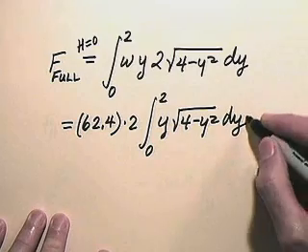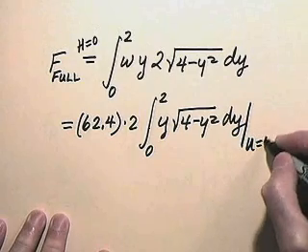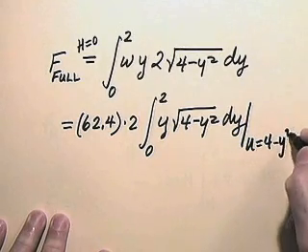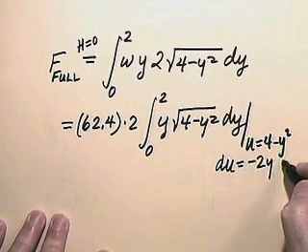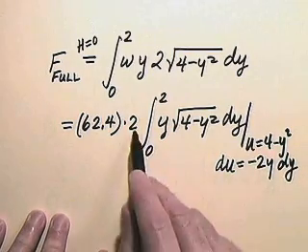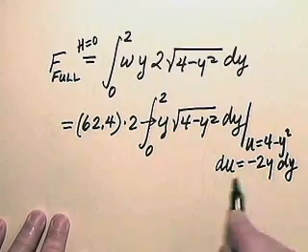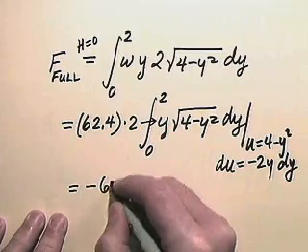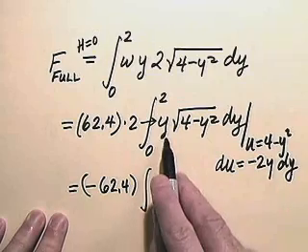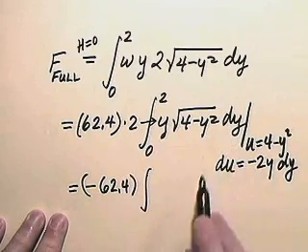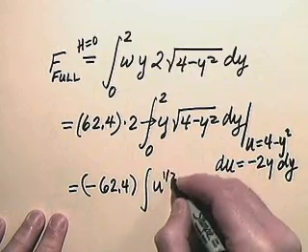Now, of course, this integral is an easy substitution. We'll just substitute u equals 4 minus y squared. Then du is negative 2y dy. We have a 2 here, so we'll just put it back inside, and we need a negative sign out front to compensate for that. So we'll have negative 62.4 multiplied by the integral of this y, this 2, the dy gets absorbed into du, and this just becomes square root u, or u to the 1/2 du.